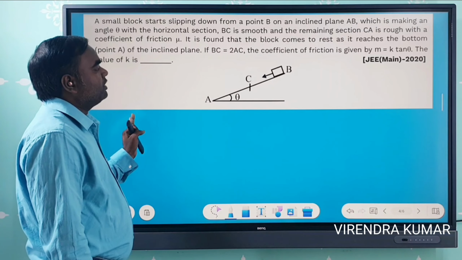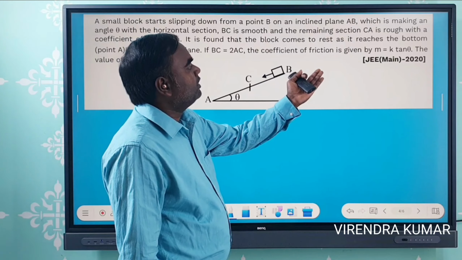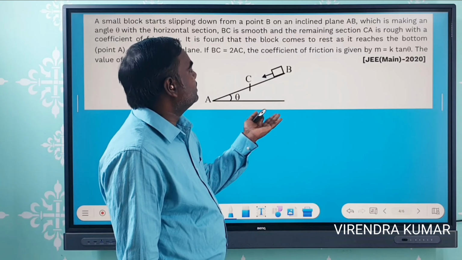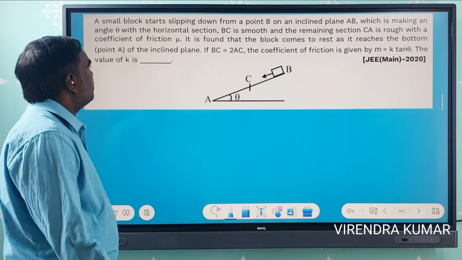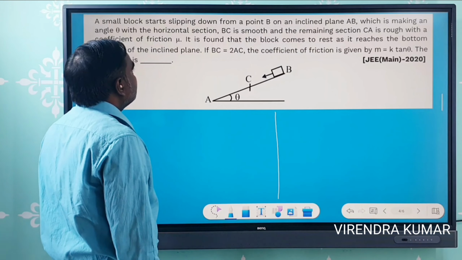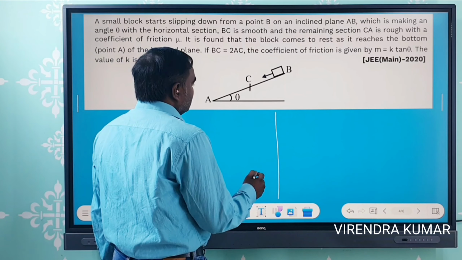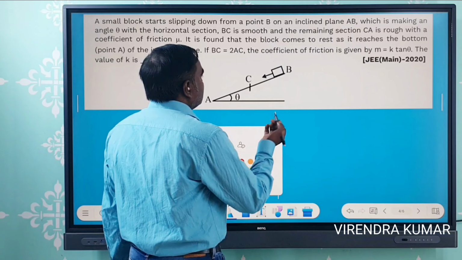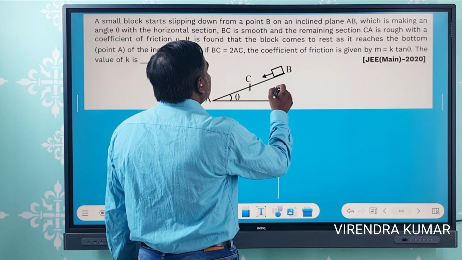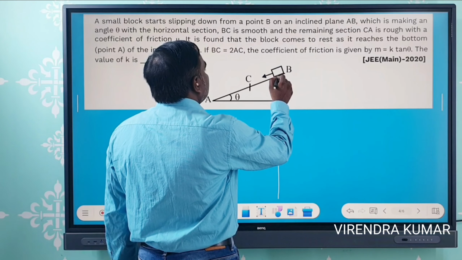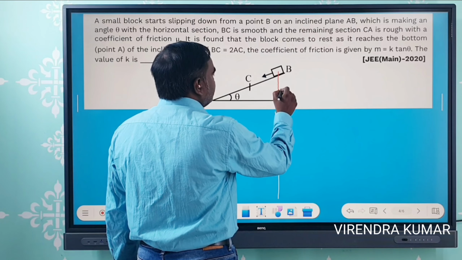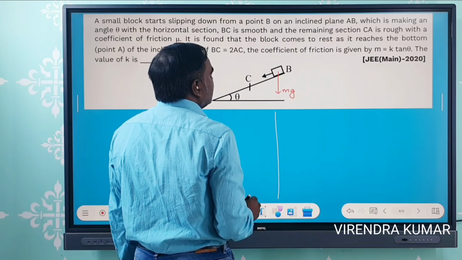So you need to find the value of K. That means if you can find mu, the coefficient of friction, then you are done with the problem, right? So let's solve this problem. What is given? Let's draw the forces which are being applied on this system. This is the block B, and let the mass of the block be m, so the weight mg is acting downward.